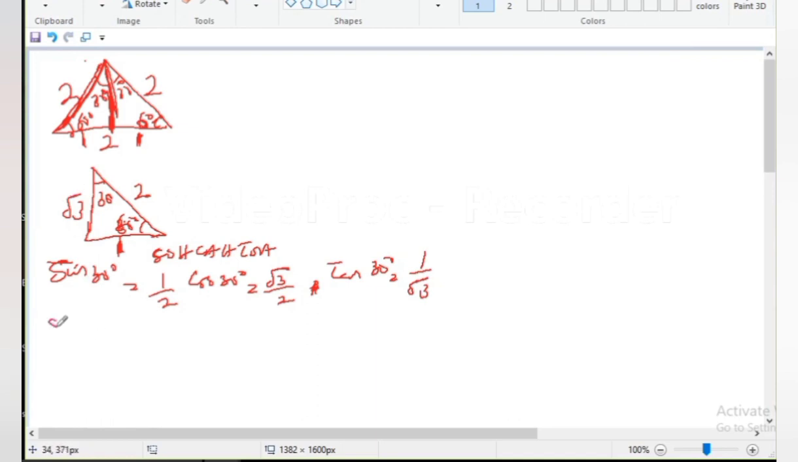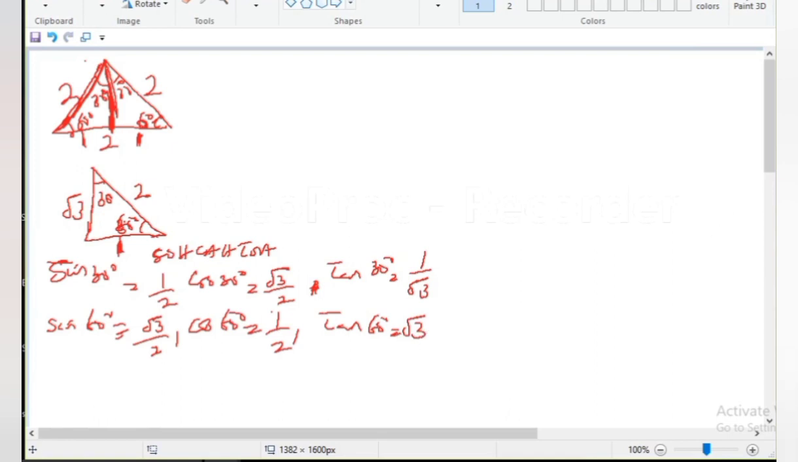Then sine 60 degrees is opposite over hypotenuse, that's root 3 over 2. Cos 60 degrees is adjacent over hypotenuse, 1 over 2. Then tan 60 degrees is opposite over adjacent, root 3 over 1, so it's root 3.